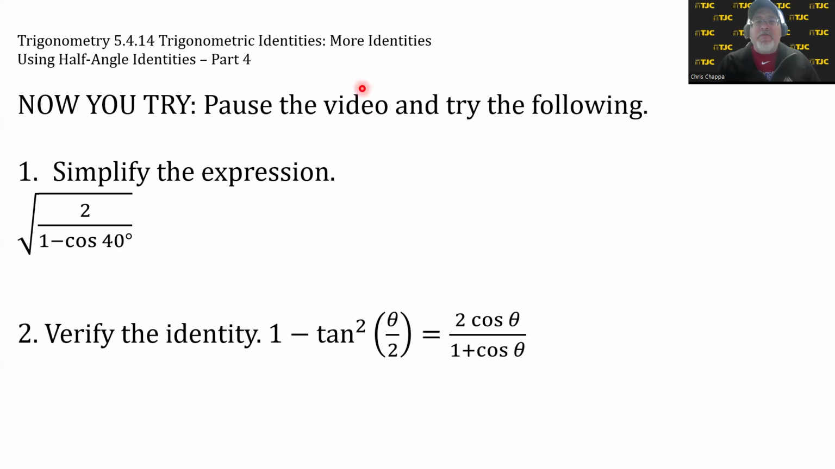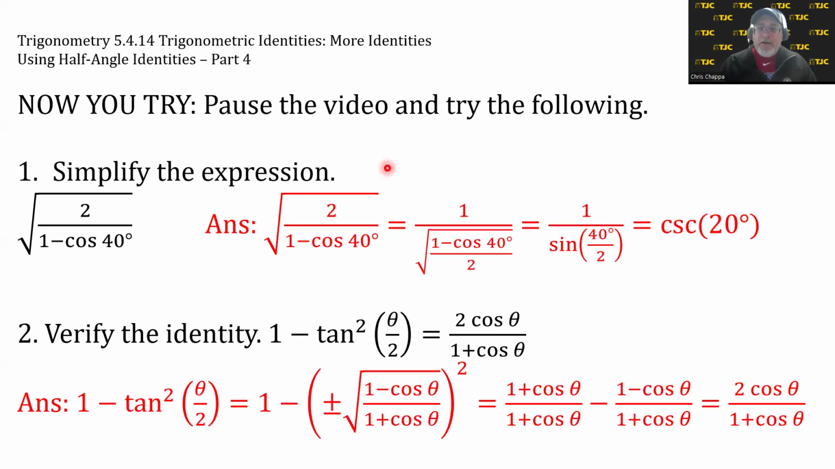All right, if you haven't paused the video, here's your warning. Solutions in 3, 2, and 1. Again, this first one was just left over from the previous video. I'm not going to do a take 8.